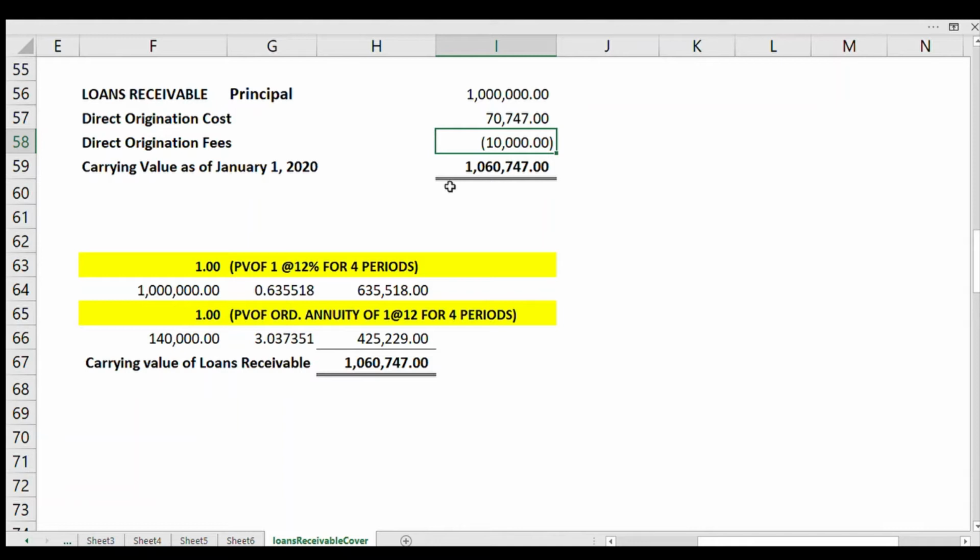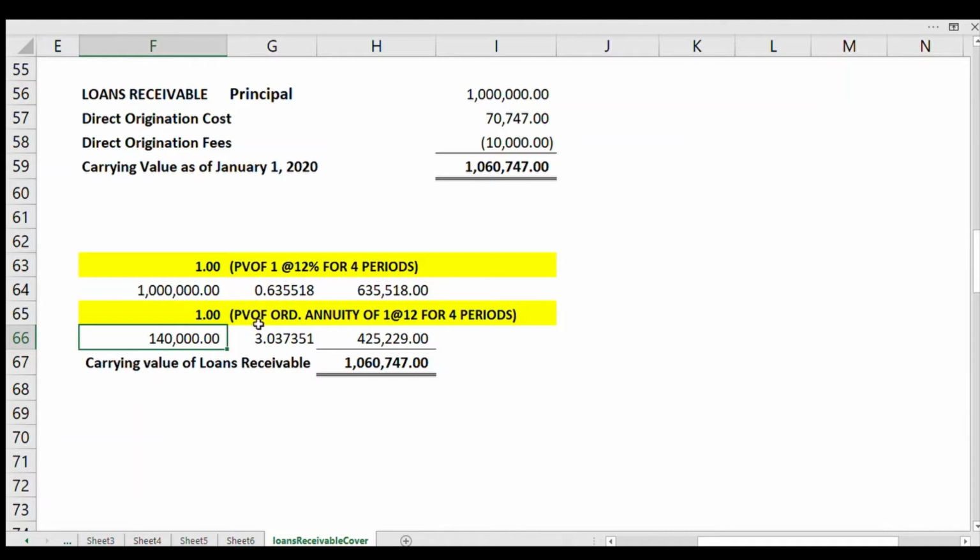So, the carrying amount is 1,060,747. So, by using the present value formula, I tried 12% for 4 periods. So, the 1 million multiplied by the present value of 1 for 4 periods is 0.635518, which gives 635,518. Then the interest that we are supposed to receive for 4 periods is 140,000 per annum.